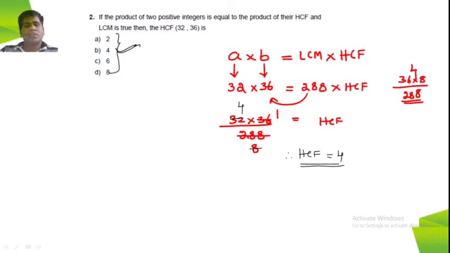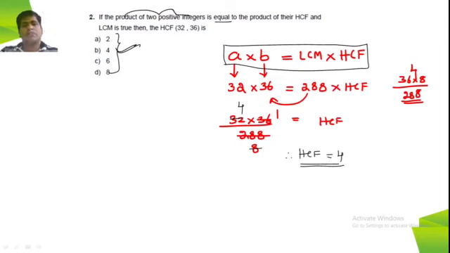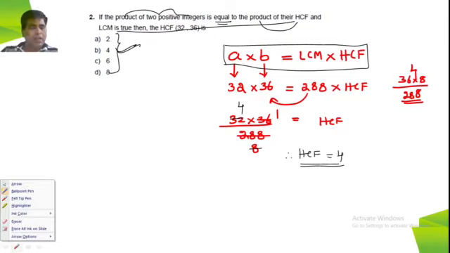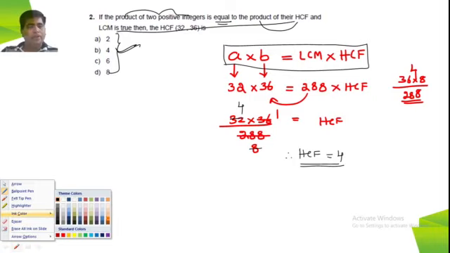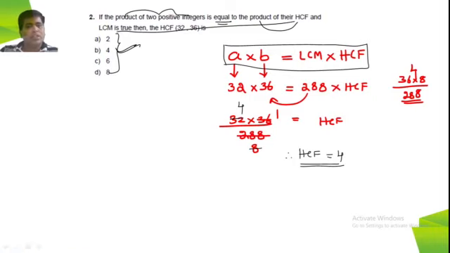So in this question, based on the question, I have used this formula: the product of two positive integers is equal to the product of HCF and LCM. So based on this, we got it. The same question we can also do by another method. So what is the other method we have? Let us see this other method.